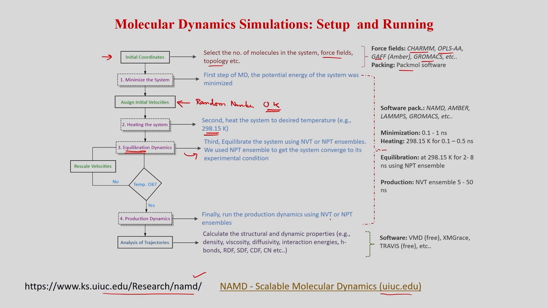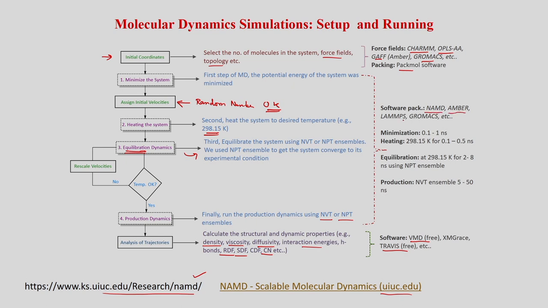Production can be run either in NVT or NPT depending upon what property you want to study. Then comes analysis of the trajectory. Once everything is done, you will get an entire trajectory file of huge data. From that you have to derive these properties: density, viscosity, diffusivity, interaction energy, the radial distribution function, the spatial distribution function, and the coordination number we have already talked about. There are a number of software packages you can use. VMD is a free option. Then you have TRAVIS. If you give these the final output file from the package, it will predict this data.